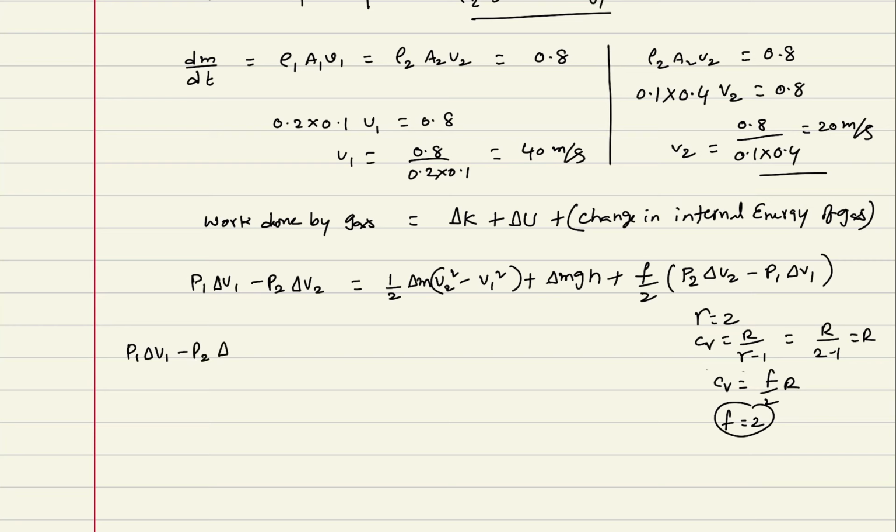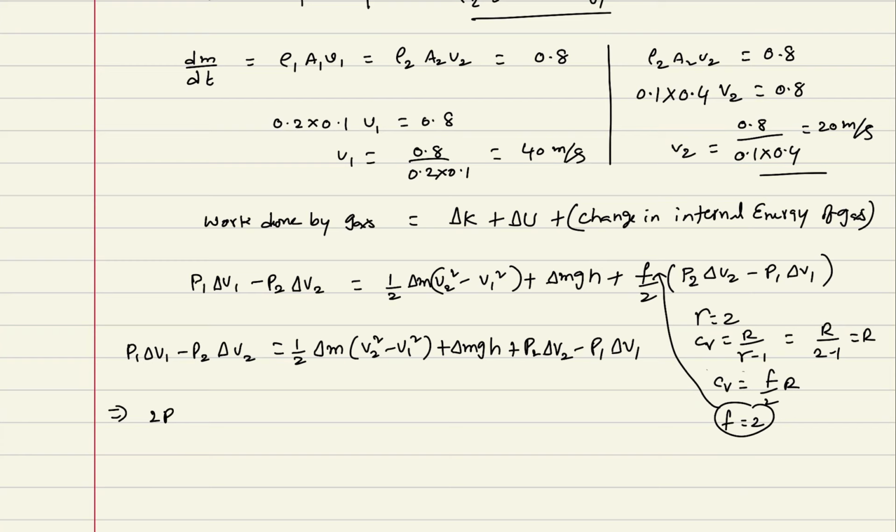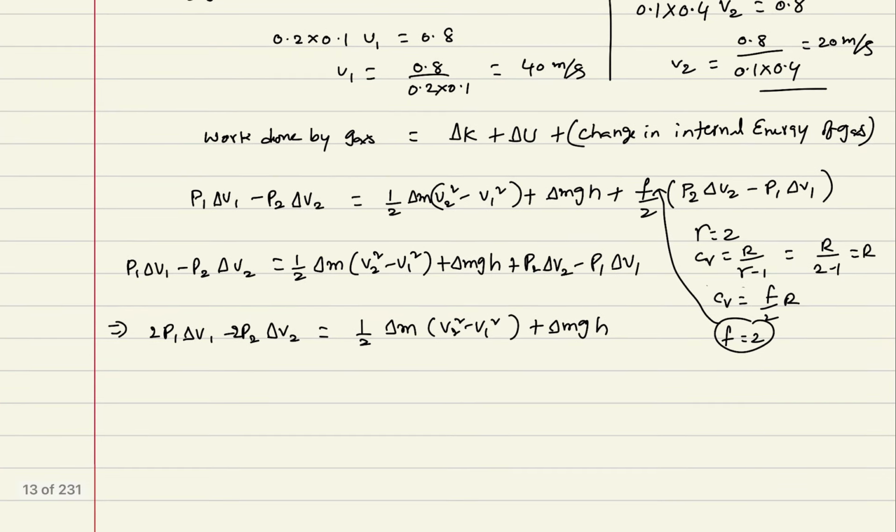We can write P1 into delta V1 minus P2 into delta V2 is equal to half into delta M into V2 square minus V1 square plus delta M into g h, plus, with f equal to 2, P2 into delta V2 minus P1 into delta V1. So we can write this as 2P1 delta V1 minus 2P2 into delta V2 is equal to half into delta M into V2 square minus V1 square plus delta M into g h.